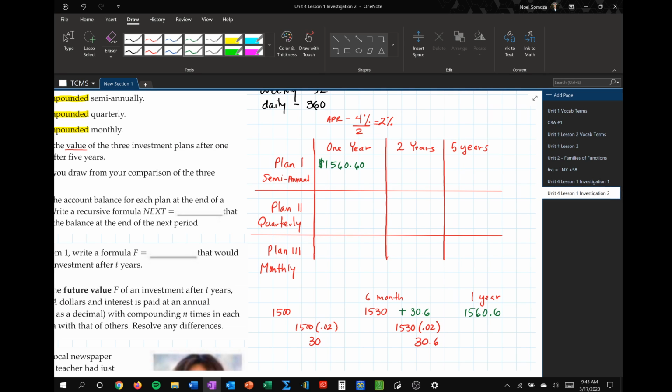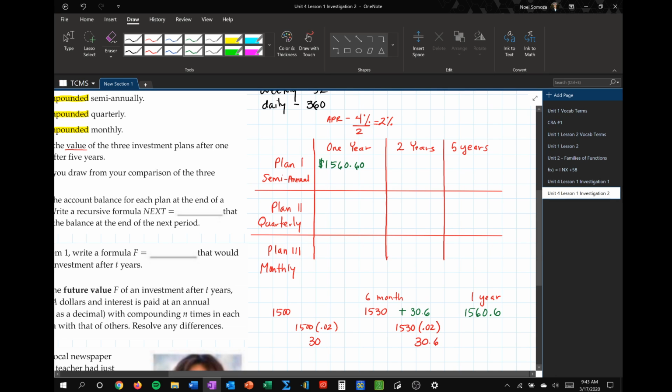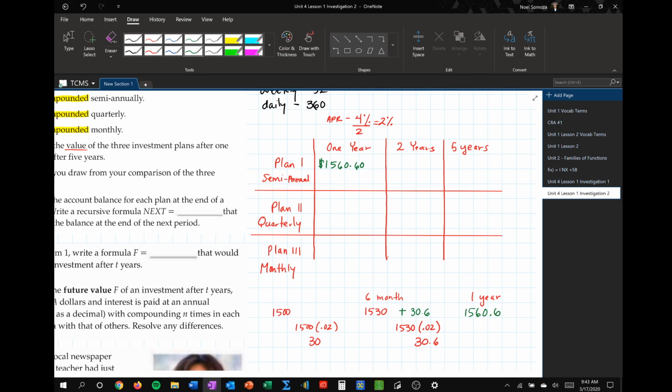You get your first 2% paycheck, gets dumped into your account, so it bumps you up to 1,530 at 6 months. Then by the time 6 months moves over to a year, they do it one more time, another 2%, but this time it's 2% of 1,530 instead of 2% of 1,500. Therefore you get a little bit more, right?